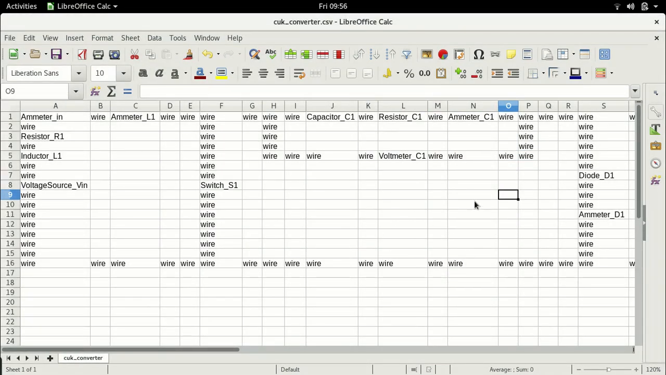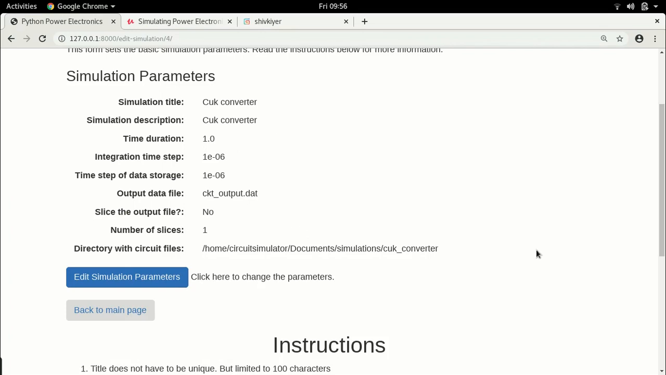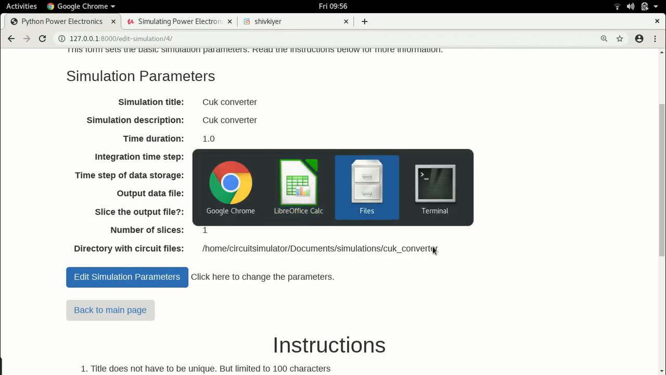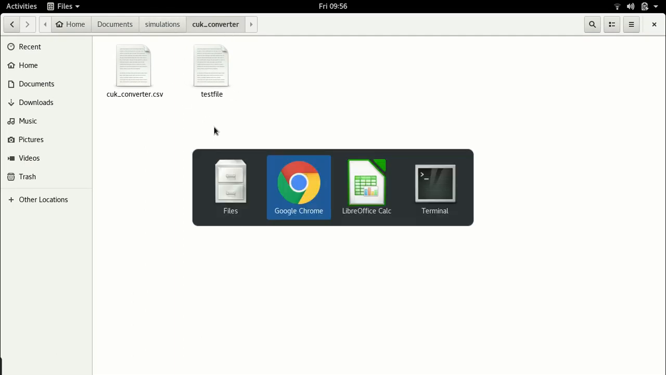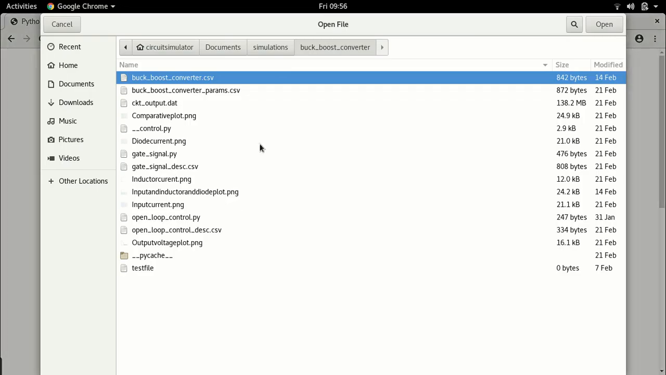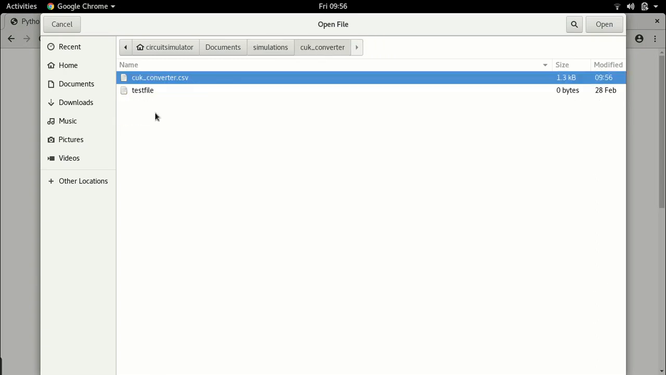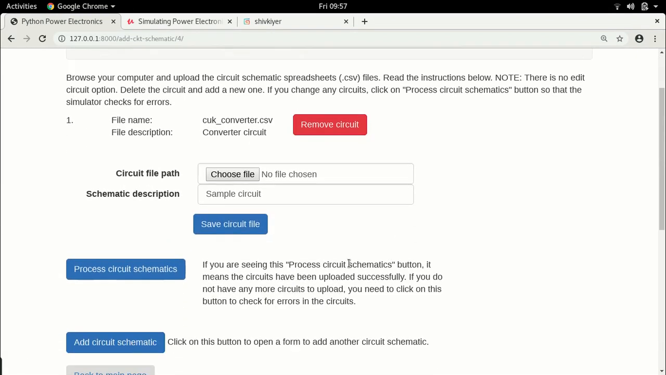So we are now going to add this circuit into our simulation in this lecture. We have already edited the circuit parameters. We added the directory, as I said in the file browser, which we created last time, where we are now going to put all the files for the Cuk converter. So let's go back to the main page and add the circuit. We go to add circuit file. First we have to go to the Cuk converter, and then choose a circuit file. We'll just say converter circuit, save the file. So we are done.